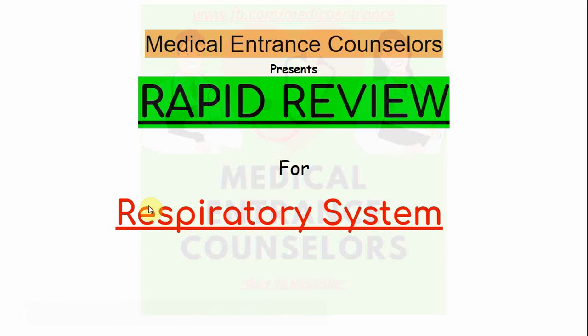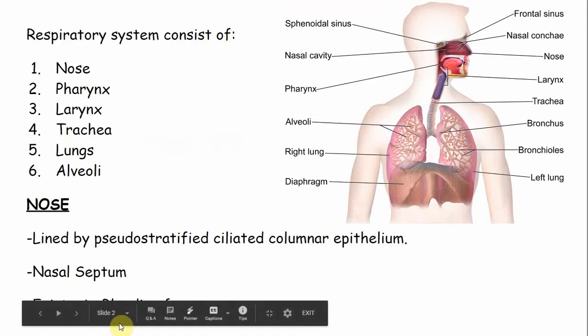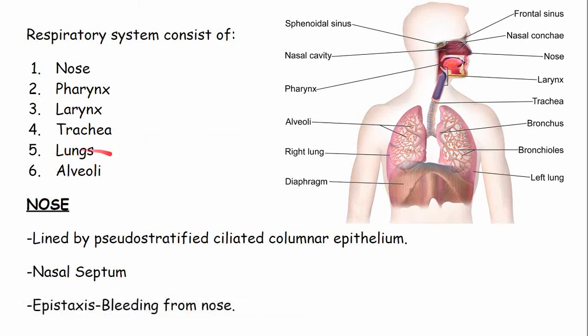Hello, we are giving you a rapid review on the topic respiratory system. Let's start. The respiratory system consists of the nose, pharynx, larynx, trachea, lungs, and alveoli. Let's start separately with the topic nose.